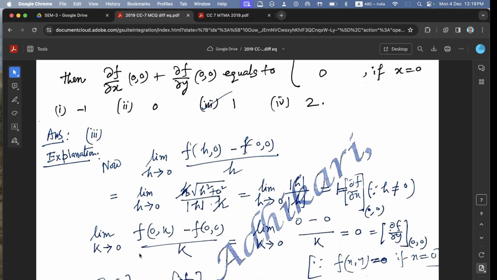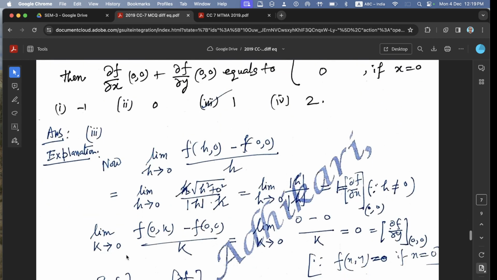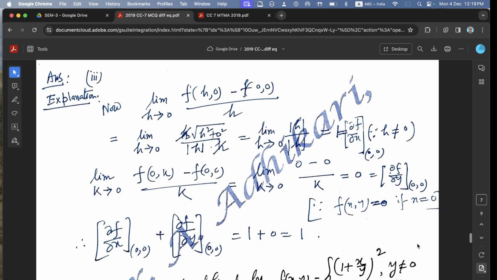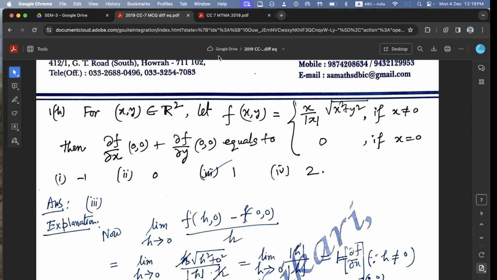Now consider the limit as k tends to 0 of f of 0, k minus f of 0, 0, divided by k. This is 0 minus 0 by k, because the function f is 0 if x equal to 0. So when x equal to 0, the function is 0. So 0 minus 0 divided by k, with k not equal to 0 and approaching 0, is equal to 0. So this limit is del f del y at the point 0, 0. So del f del x plus del f del y at the point 0, 0 equals 1 plus 0, that is equal to 1. So the correct option is 3.